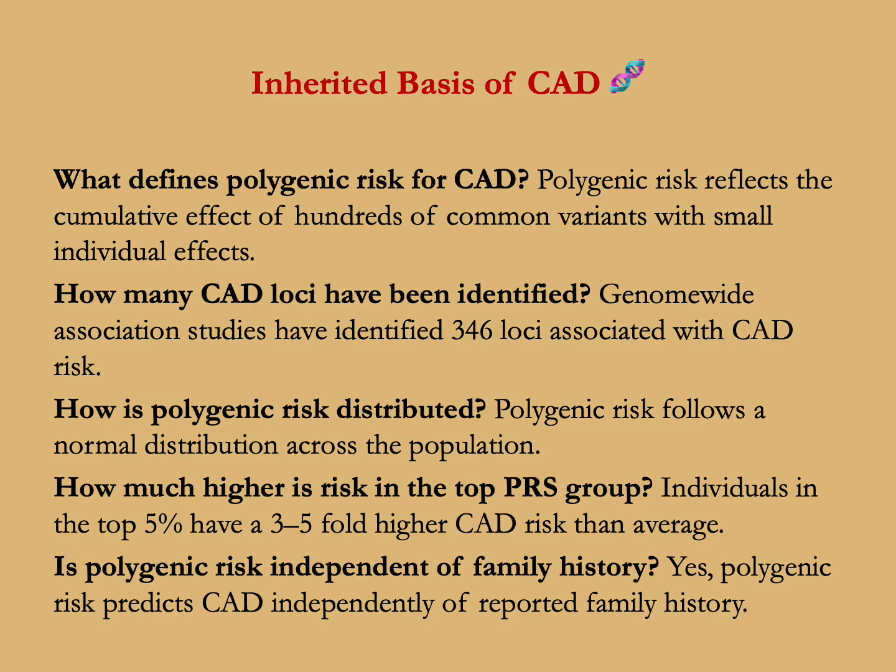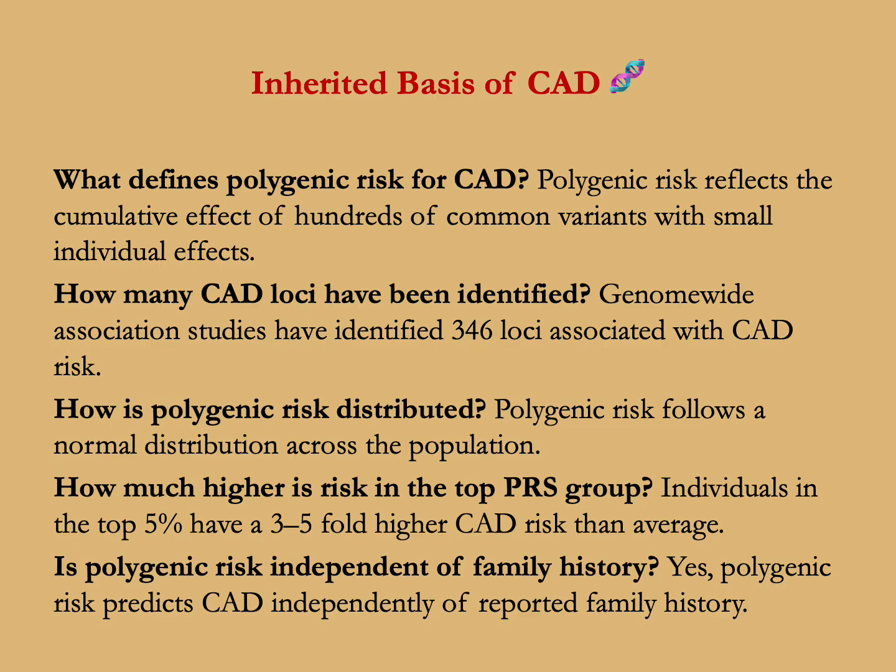How many CAD loci have been identified? Genome-wide association studies, GWAS, have identified 346 loci associated with CAD risk. How is polygenic risk distributed? Polygenic risk follows a normal distribution across the population. How much higher is risk in the top polygenic risk group? Individuals in the top 5% have 3 to 5-fold higher coronary artery disease risk than average.